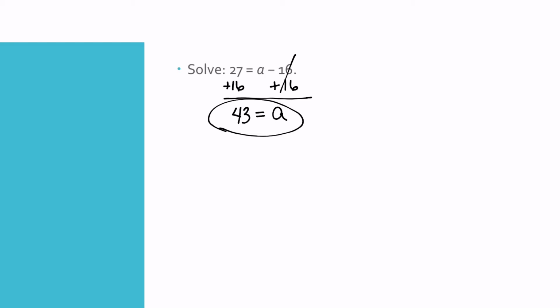I can check my work by taking that 43 and putting it where I see a. So I've got 27 and 43 minus 16 is 27. So I do know that that is the correct answer.